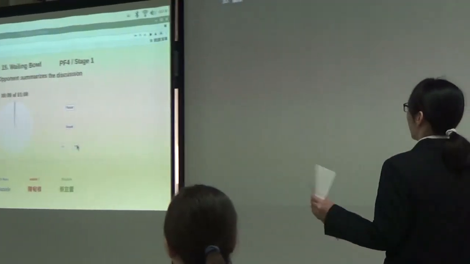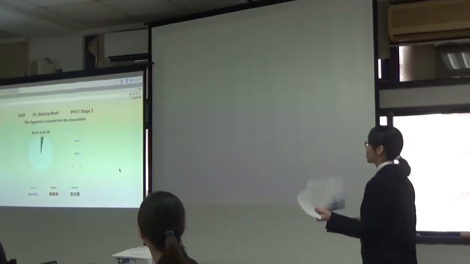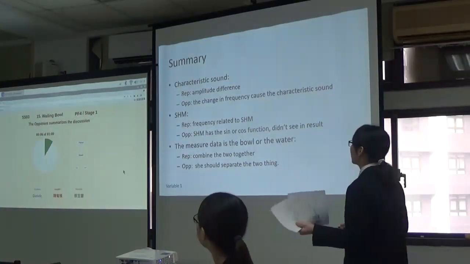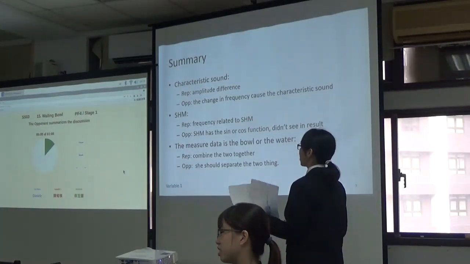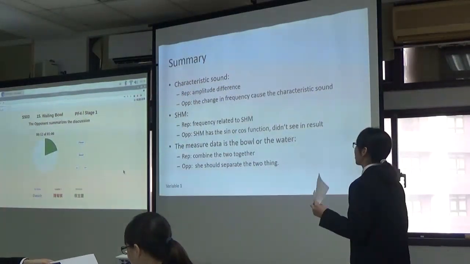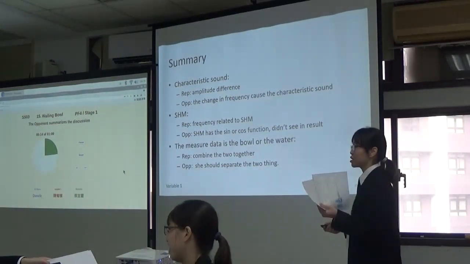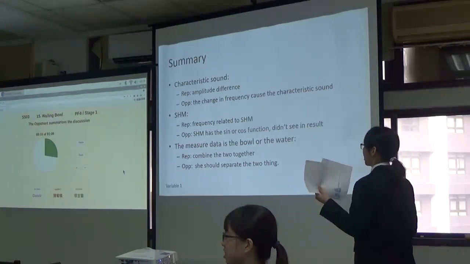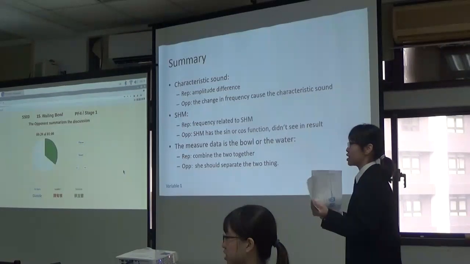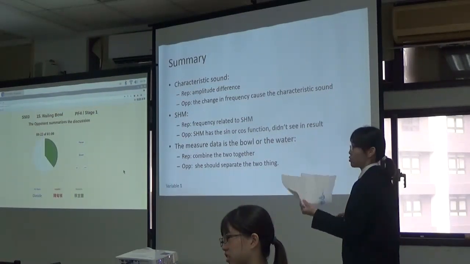Now I would like to summarize the discussion. The first one is the characteristic sound. The reporter says the amplitude is different, but in our opinion, the interchange of the frequency causes the characteristic sound, because the sound looks different in the data analyzed. The frequency may cause it to be visible.